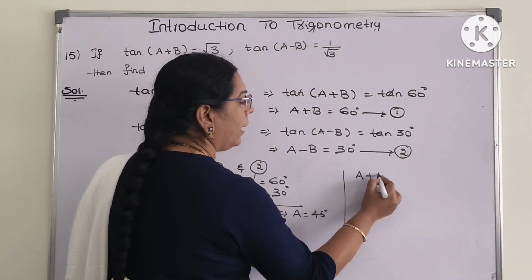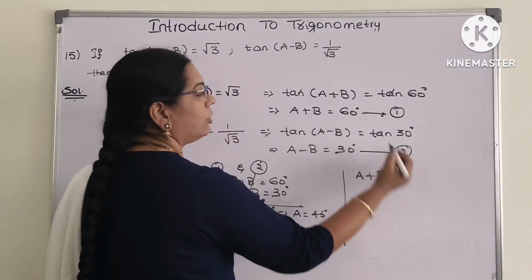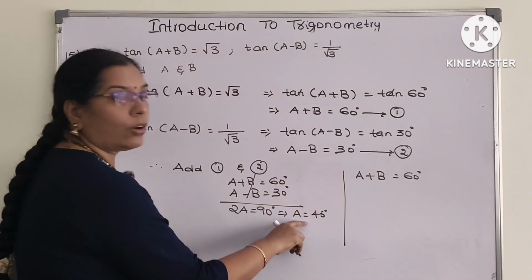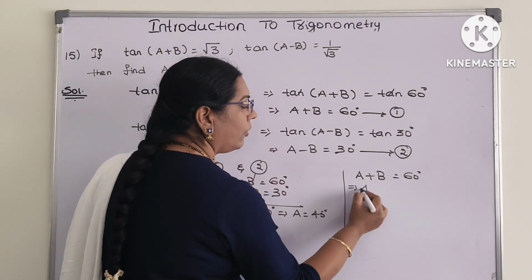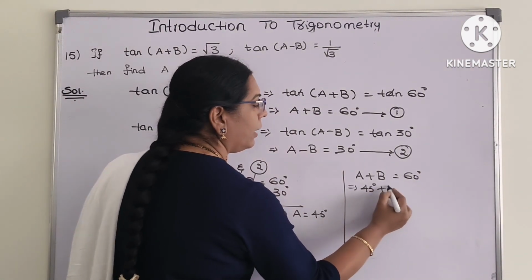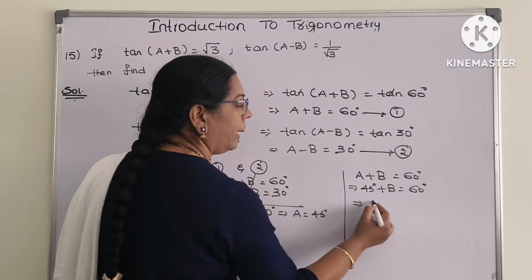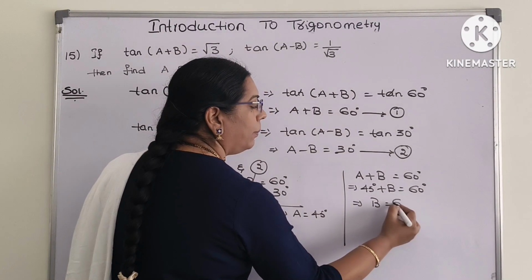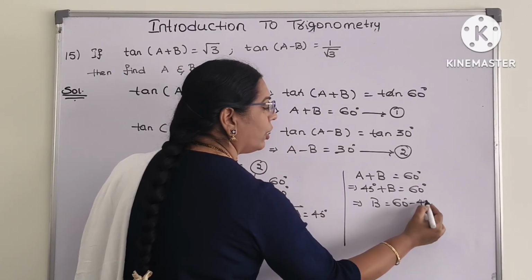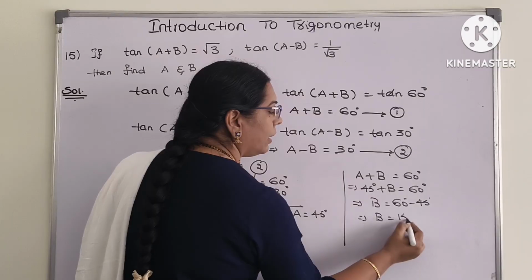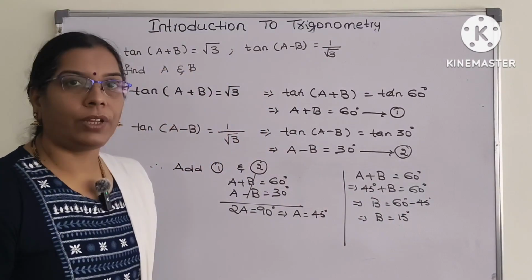Find the value of b. A plus b is equal to 60 degrees. Out of that, I found out a value. So 45 degrees plus b is equal to 60 degrees. So when you take 45 to the other side, it becomes 60 minus 45. So b is 15 degrees.